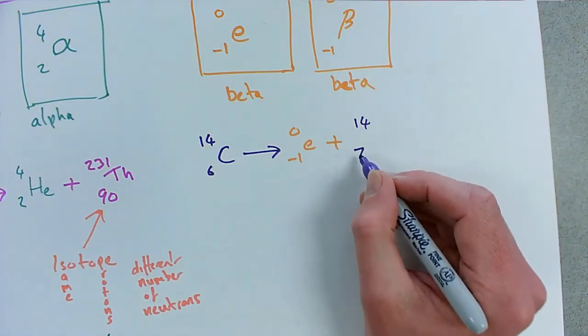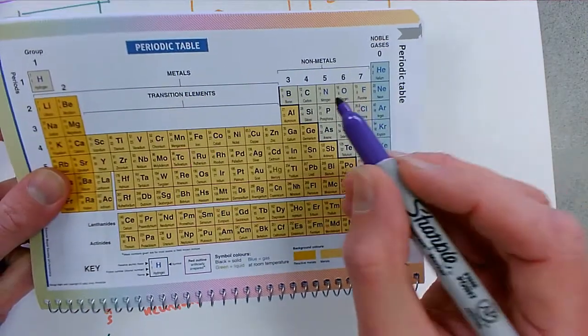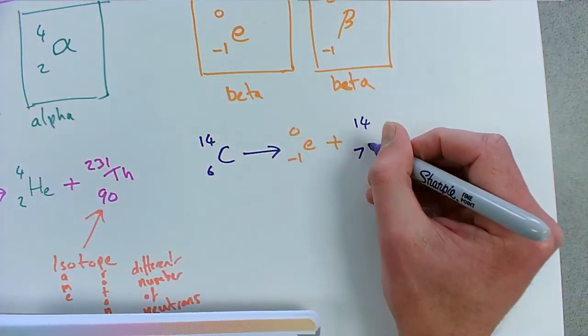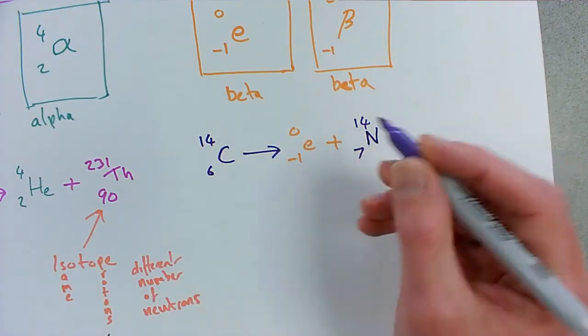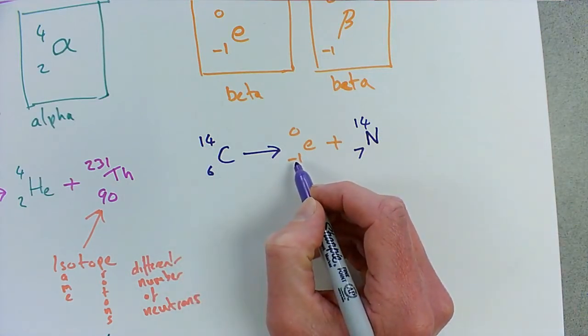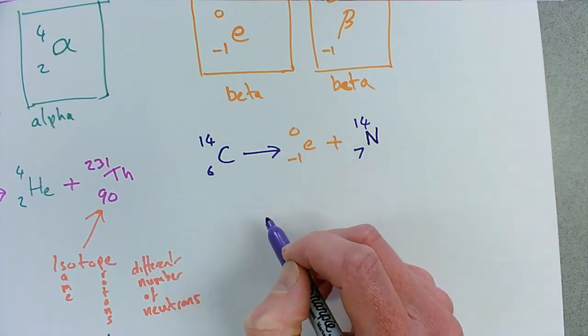So now we use that bottom number, remember, just like we did for the alpha. We find out what has 7 at the bottom, and it's nitrogen. So if carbon 14, we would call it, decays by giving off some beta, it actually becomes nitrogen.